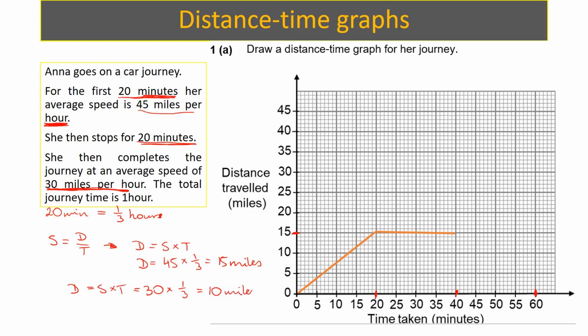So I need to draw a diagonal line going from 15 plus 10, so it needs to go up to 25 on the vertical axis and then up to 60 on the horizontal axis. And that's my graph finished.